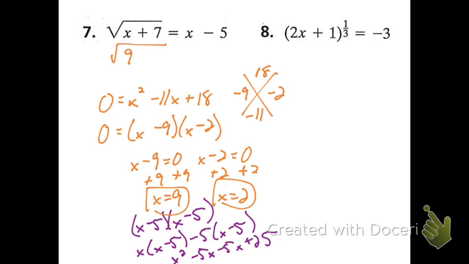So this is 9 plus the square root of 9 plus 7. We're trying to see if each of these solutions works, one at a time. This would be 9 minus 5. Is the square root of 16 equal to 4? It sure is. So 9 works. Love that one. That's a good one.